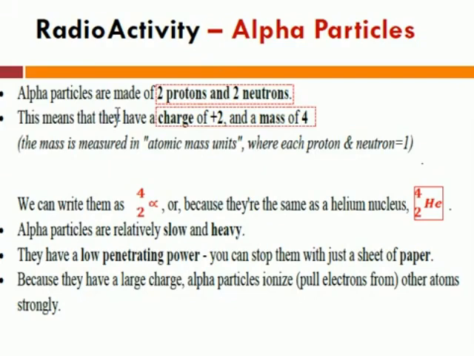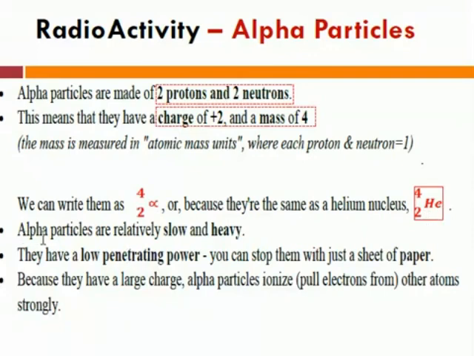So alpha particles are made of two protons and two neutrons. So this means that they have a charge of positive 2 and a mass of 4. The mass is measured in atomic mass units or AMU, where each proton and neutron is equal to 1. We can write them as, from the previous lesson, this one. So we use alpha particle here, or we can use helium because they are the same as helium nucleus. So we can change alpha here with helium.